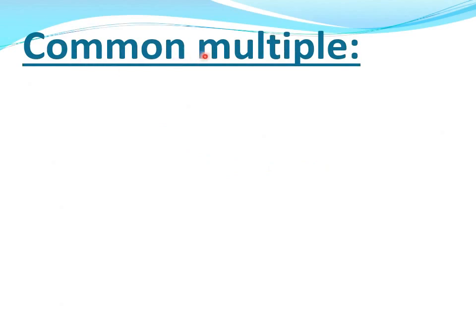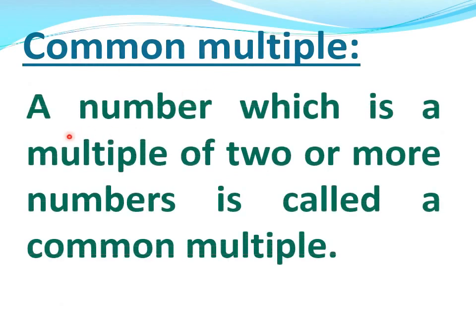Now, common multiple. What is a common multiple? A number which is a multiple of two or more numbers is called a common multiple.